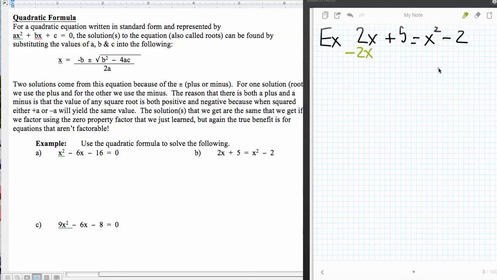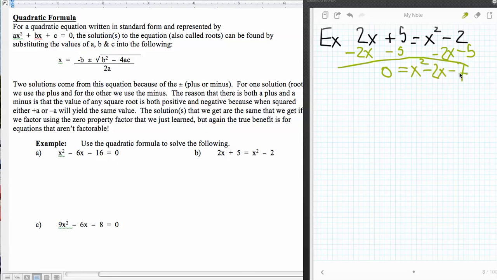So I'm going to start by taking everything to one side, and I do want my x squared to remain positive. It's just easier to deal with, even though I'm not factoring. So I'm going to take these to the right side. So 0 is equal to x squared minus 2x minus 7.